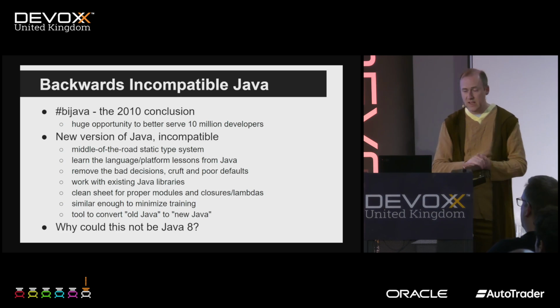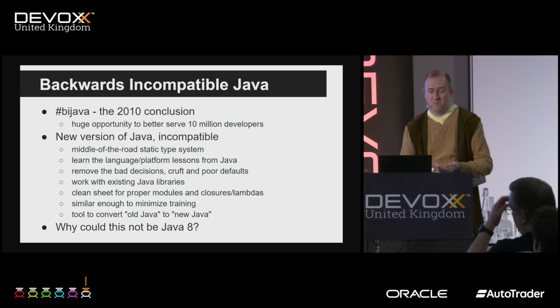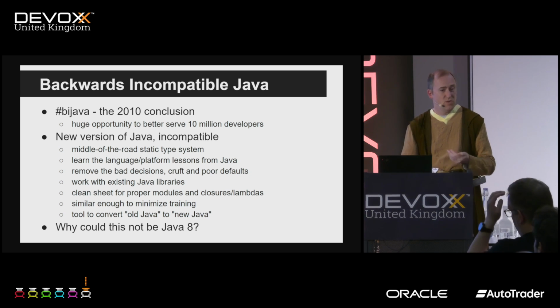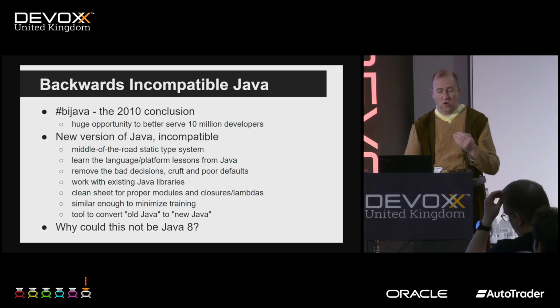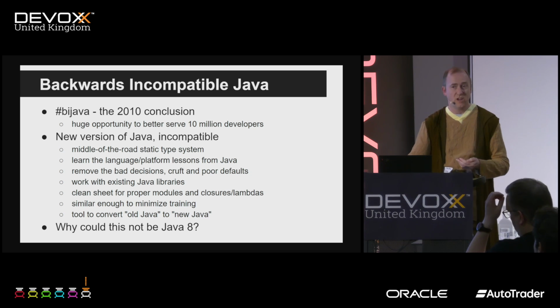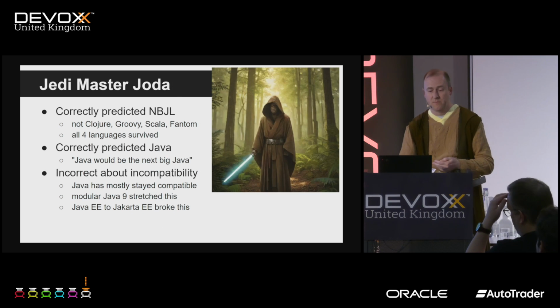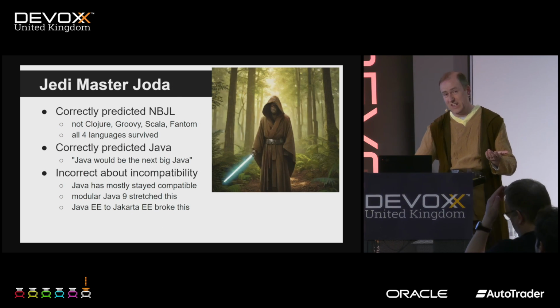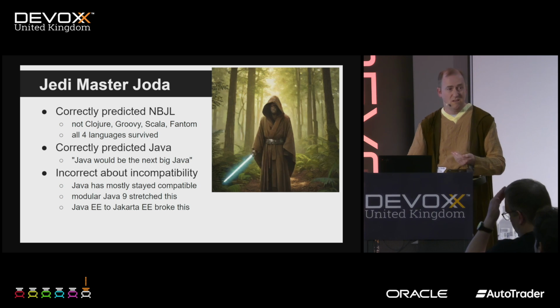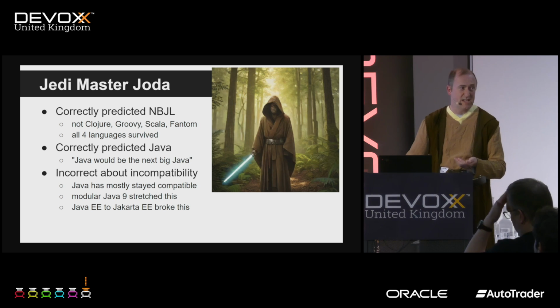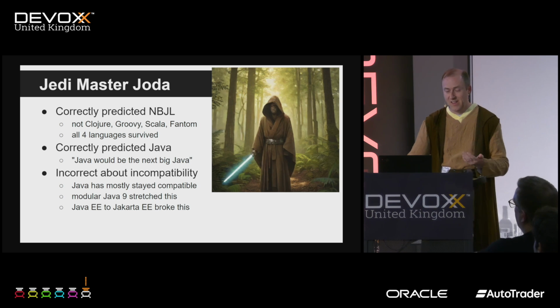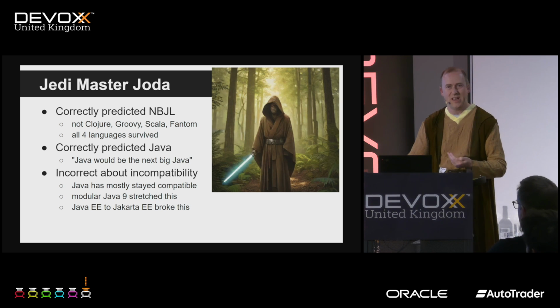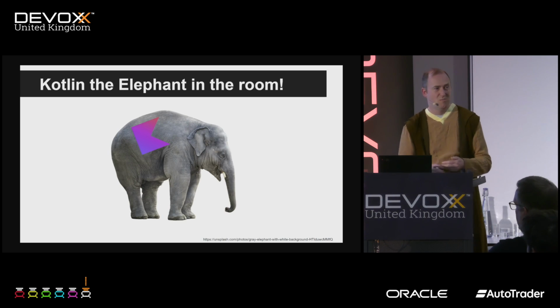So this is my solution back then, backwards incompatible Java. What if we basically made a version of Java that was incompatible, which we fitted all these lovely things onto? And why couldn't that be Java 8? Maybe it could have been. What did I do? I correctly predicted that those languages were not going to be a big language. I said that Java would be the next big Java. Kind of was. But no, I didn't get the incompatibility right. Amazingly, the smart people in charge of Java have managed to find a way to extend the language sufficiently without breaking compatibility. I think at some point, perhaps, it will get broken, but maybe not.